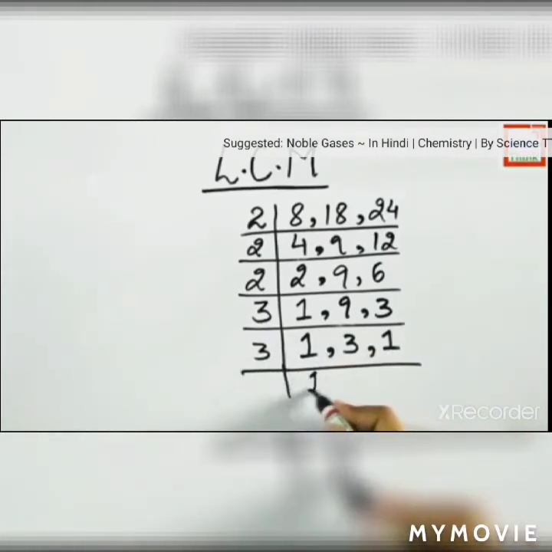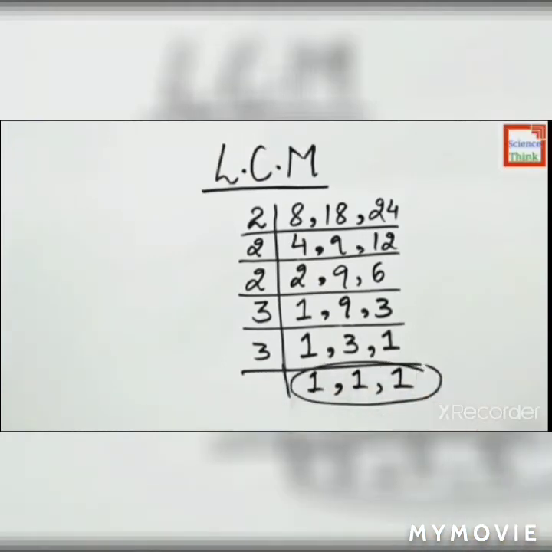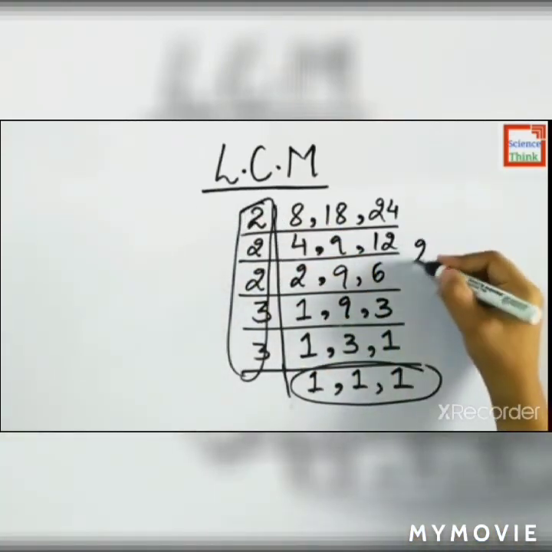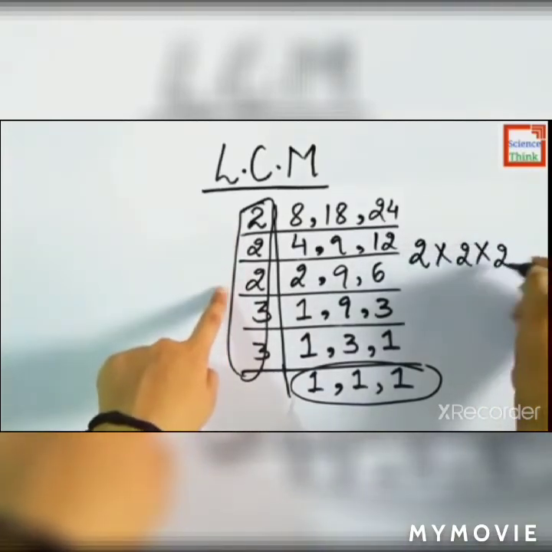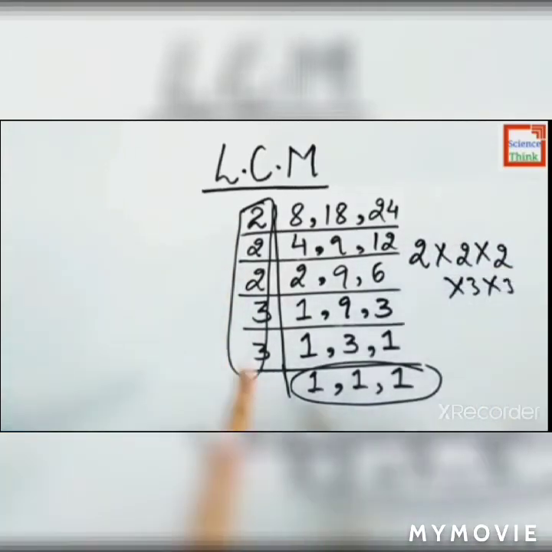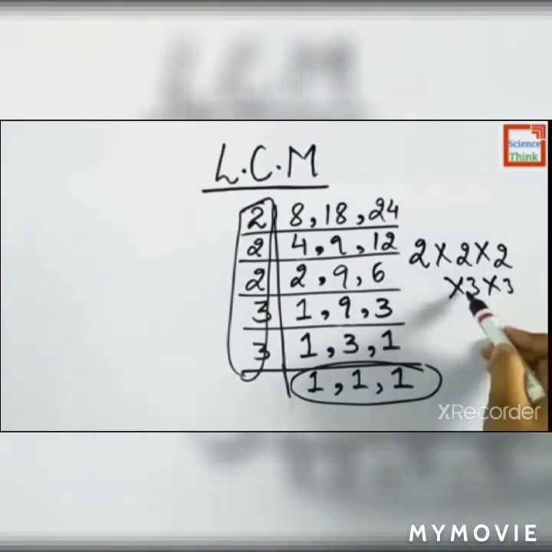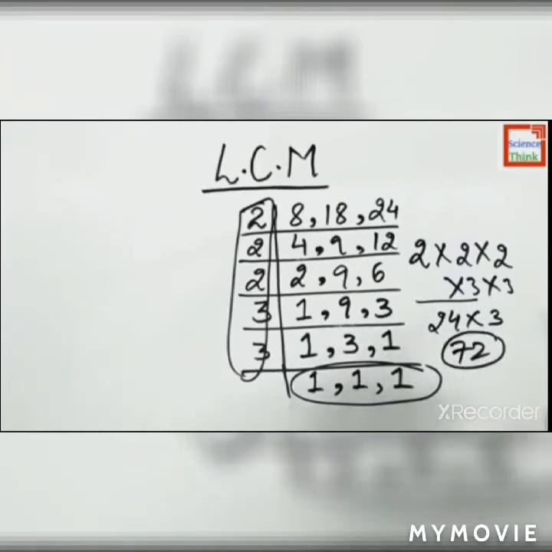So take 3, write 1, 1 and 1 at last. Okay. Now write the factors of this multiplication: 2 into 2 into 2 into 3 into 3. Now multiply it. 2 2s are 4, 4 2s are 8, 8 3s are 24. Multiply 3, multiply it. 3 4s are 12, 3 2s are 6, 72. Okay, so LCM is 72.